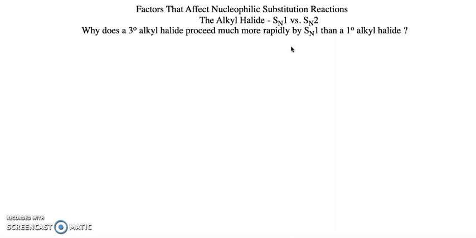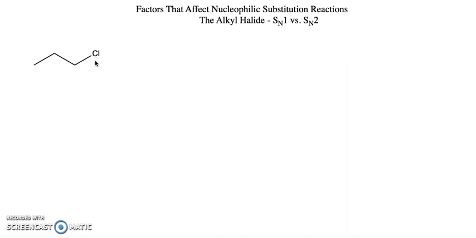We want to look at an SN1 reaction and try to answer the question, why does a tertiary alkyl halide proceed much more rapidly by the SN1 mechanism than a primary alkyl halide? Looking at a primary alkyl chloride first, the first thing that happens in the SN1 mechanism is my leaving group leaves, gives me my carbocation. Notice that this is an equilibrium reaction, and the reaction goes back and forth. I should also include the Cl- that's released here as well.